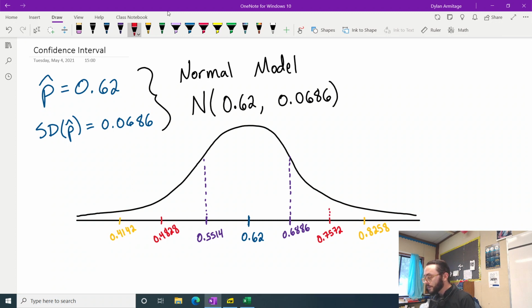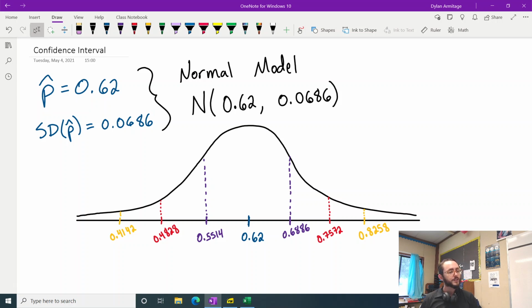And then two standard deviations away from the mean, we have above the mean 0.7572, and below the mean 0.4828. And we could keep going, right? Three standard deviations above the mean would be 0.8258, and three standard deviations below the mean would be 0.4142. You could do four standard deviations, and then 5 and 6. You could theoretically go on forever because it's the normal model, even if it doesn't make sense in terms of proportion.